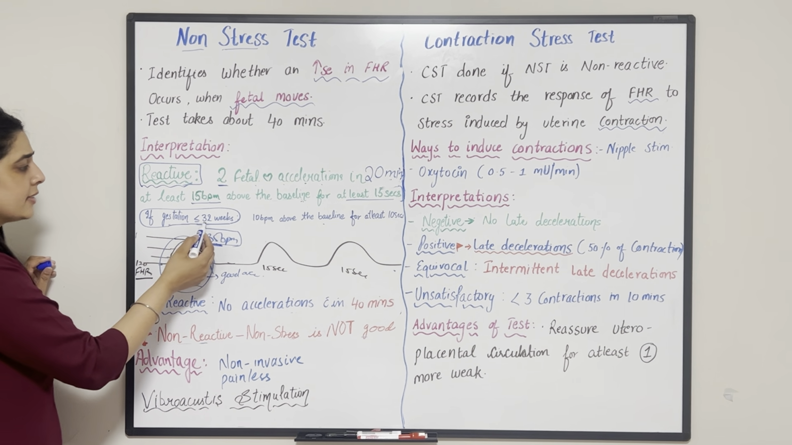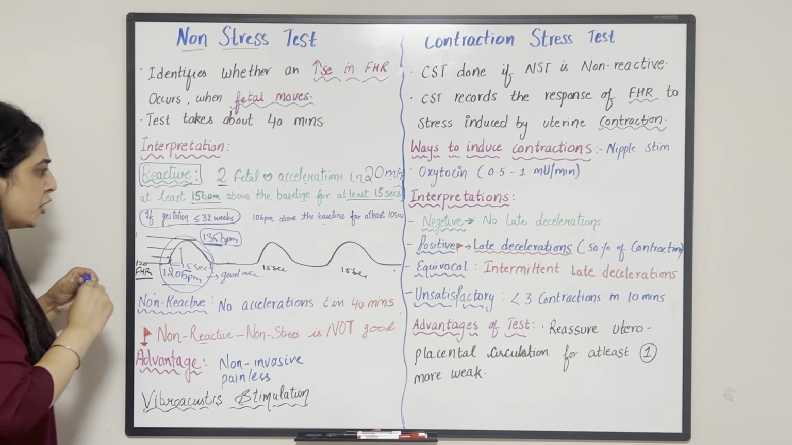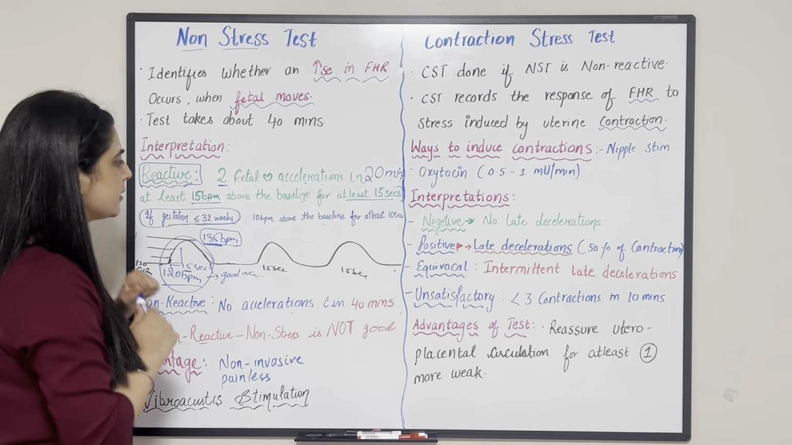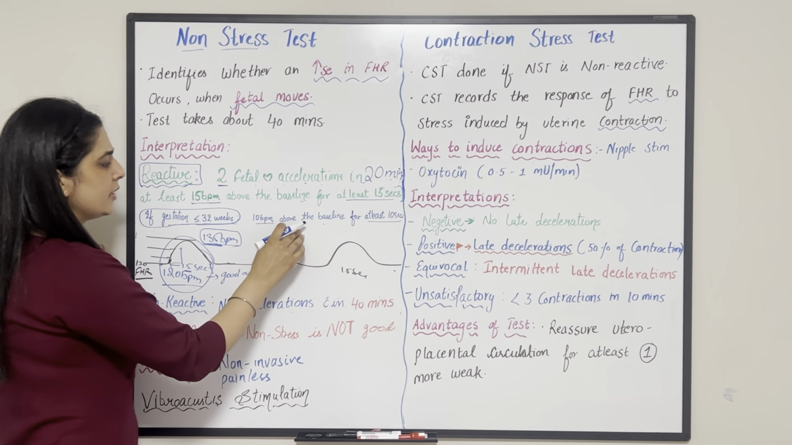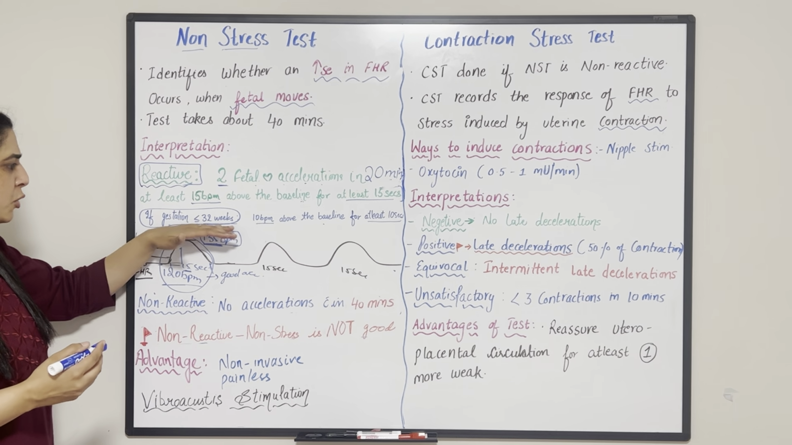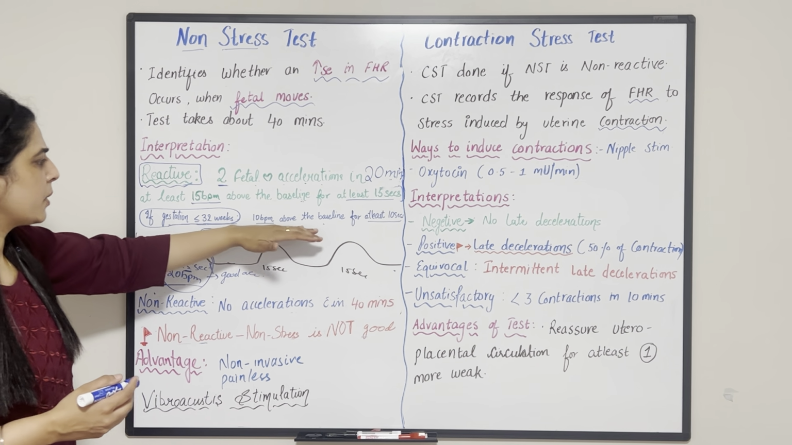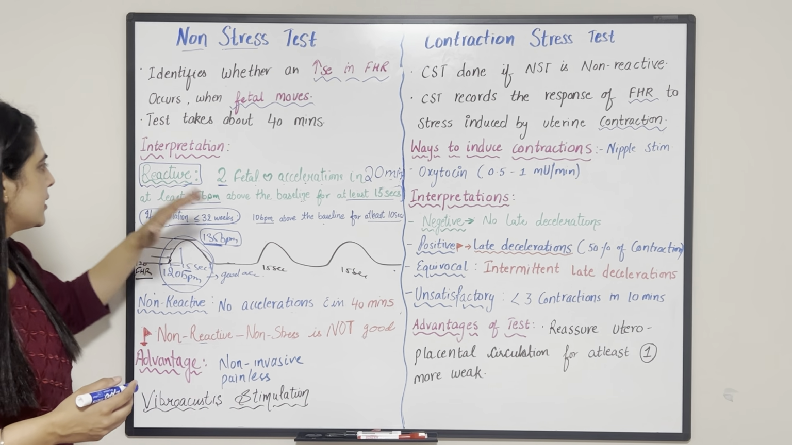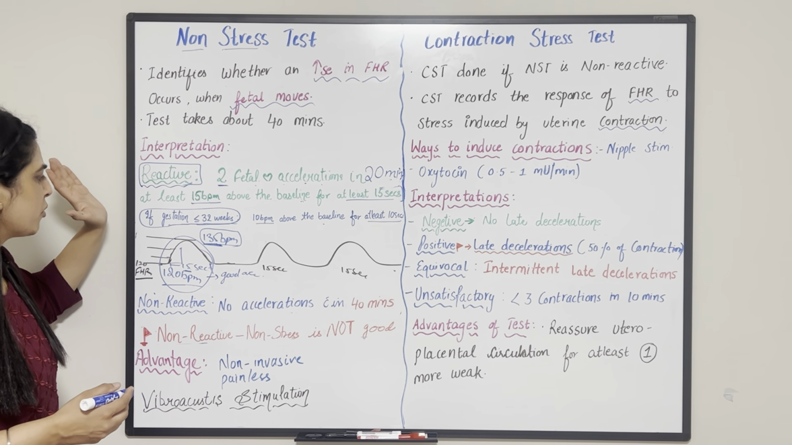If the mother is less than 32 weeks gestation, because the baby's parasympathetic nervous system has not developed yet, we consider 10 beats per minute above the baseline for at least 10 seconds as a reactive test. So if the gestational age is less than 32 weeks and the fetal heart rate increases by 10 beats per minute above the baseline and stays for at least 10 seconds, then we consider the test reactive. That means the fetus is getting an adequate amount of oxygen.